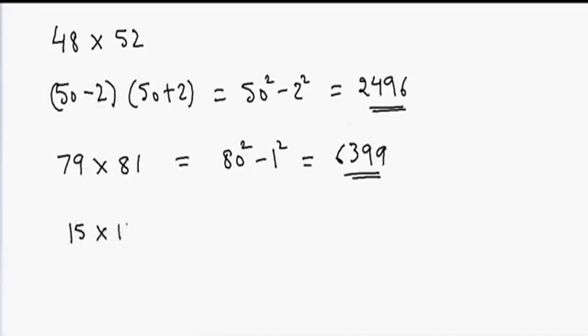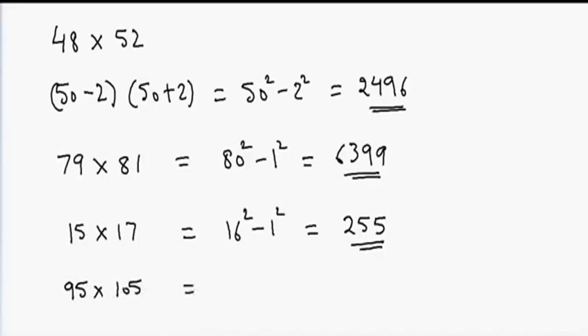Suppose we have to do 15 into 17. In that case, it will be equal to 16 square minus 1 square. That's equal to 255. Another example is 95 into 105. Here it will be equal to 100 square minus 5 square. So that gives me 9975.